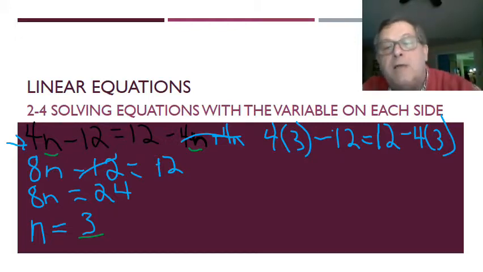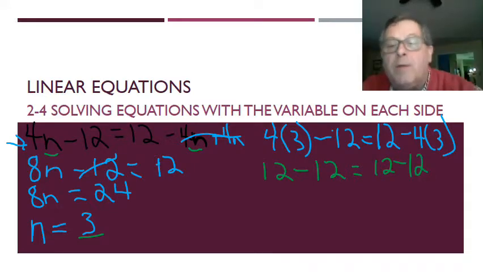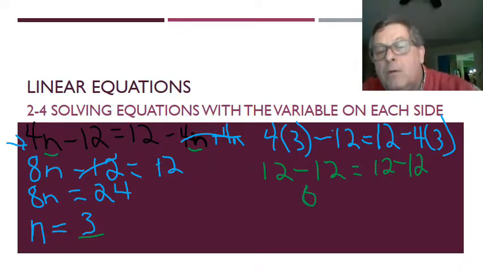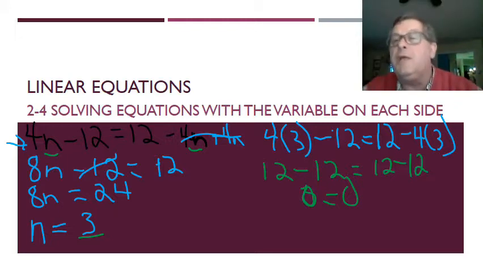All right, now let's solve this. Well, 4 times 3 is 12. So now I've got 12 minus 12. And over here I've got 12 minus 4 times 3, minus 12. And so when I solve, I got 0 equals 0. Well, 0 does equal 0. And so I have now substituted in my 3, and I have proved that 3 is a true and valid and the correct answer.